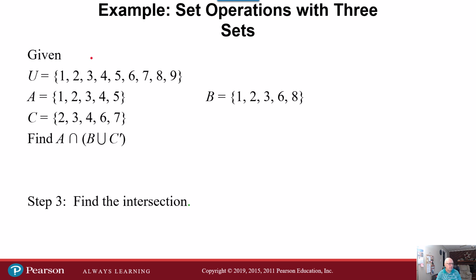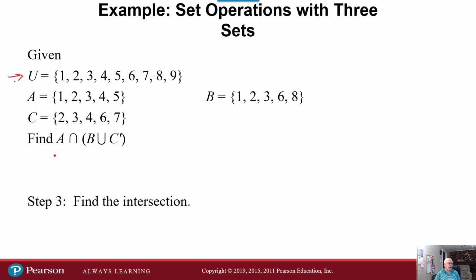Now first off, what is the universal set? That's what we're talking about. We're talking in this situation about having the numbers 1 through 9, or the digits 1 through 9. That's all the ones we're interested in. Set A is 1, 2, 3, 4, 5. Set C has 2, 3, 4, 6, and 7. Notice the 5 is missing. B has 1, 2, 3, 6, and 8, just to make things interesting.